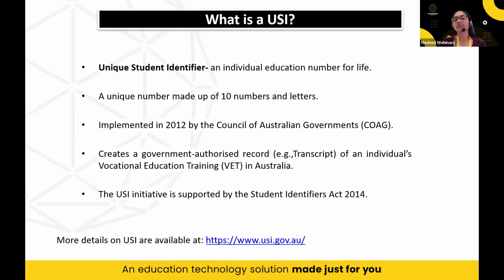and the USI initiative is supported by the Student Identifiers Act 2014. A USI is mostly needed because it creates a government authorized record, or a USI transcript, as we call it, for an individual's vocational education or VET training in Australia, which we are also going to further explore in the upcoming slides.